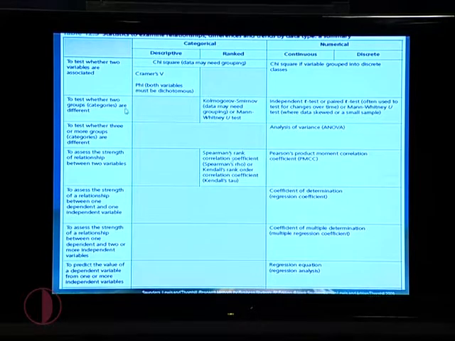Let's have a look in statistics to examine relationships and differences also, to test whether two variables are associated with each other. We need to use the chi-square to test whether two groups or categories are different, and to use other techniques. If there are also more groups that are different, we use the ANOVA technique. The strength of the relationship is the most important between the dependent variable and the independent variable that causes the effect in the dependent variable, so we use the coefficient of determination and the regression coefficient. We use regression analysis, we use logistic analysis also.